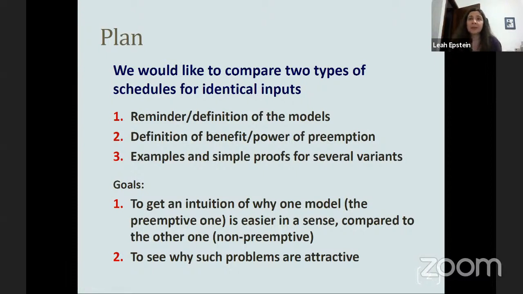And the goal of this talk is to understand why we think that one model is easier. Recently, I encountered a problem where the preemptive case seems to be harder, though I will not include it in the talk because it's not ready. And there are other problems like that. But for the problems that we analyze here, the preemptive case is easier, and maybe we will get an intuition of why this is the case. And this will lead us to an understanding of why the problems are attractive, at least in my opinion.